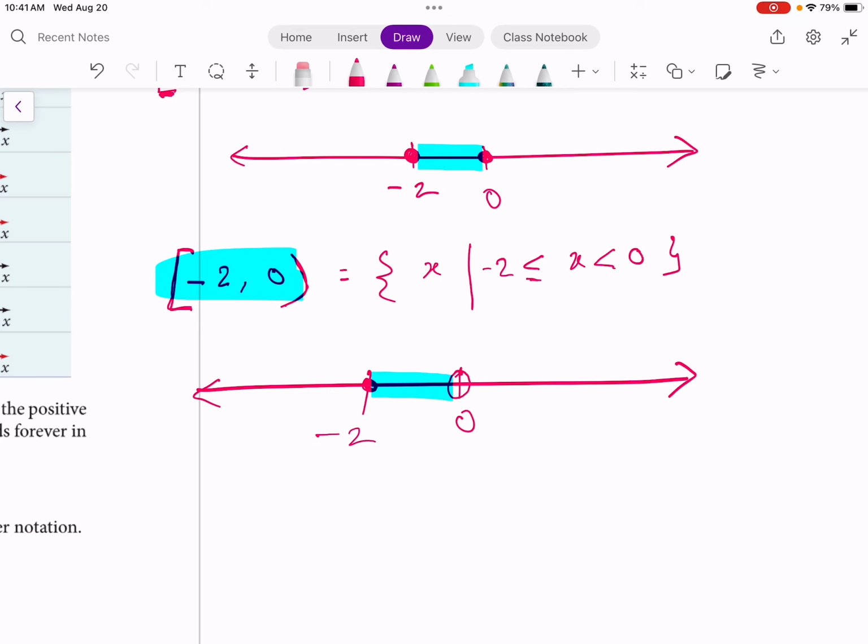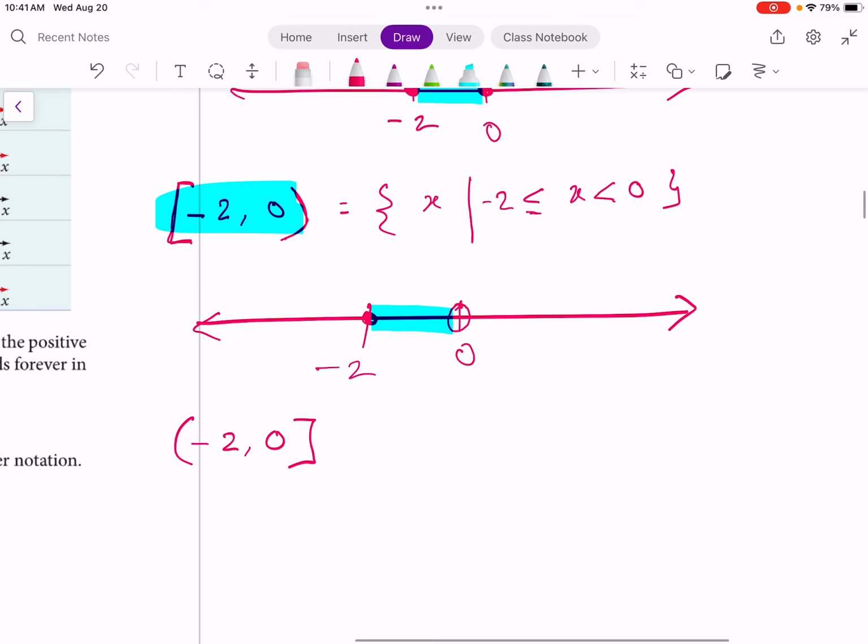Now can you try parenthesis -2 and 0 bracket? Can you write this interval notation in set notation and as a graph? So write down this set: this is a set notation, this is an interval notation, and this is a graph. Write down that interval notation in set notation and draw a graph.